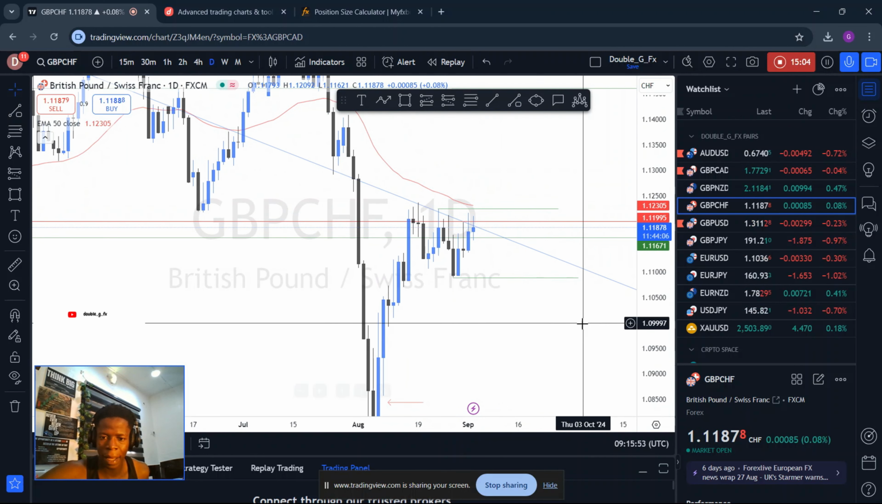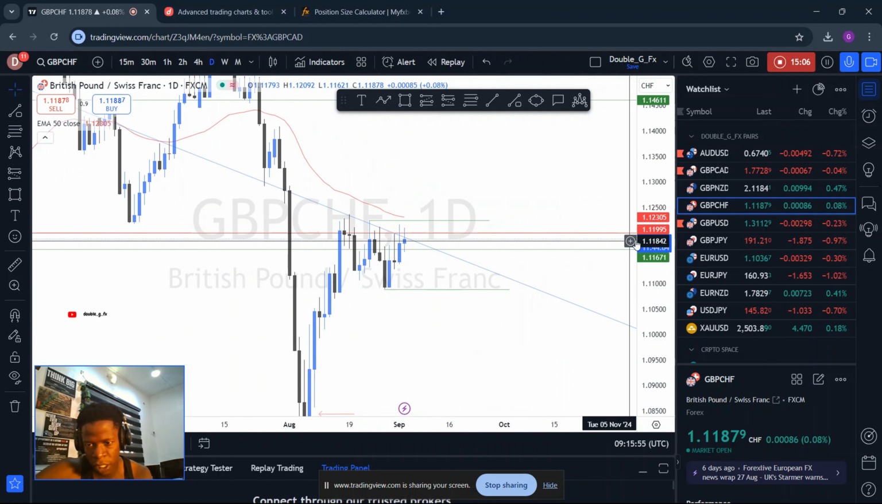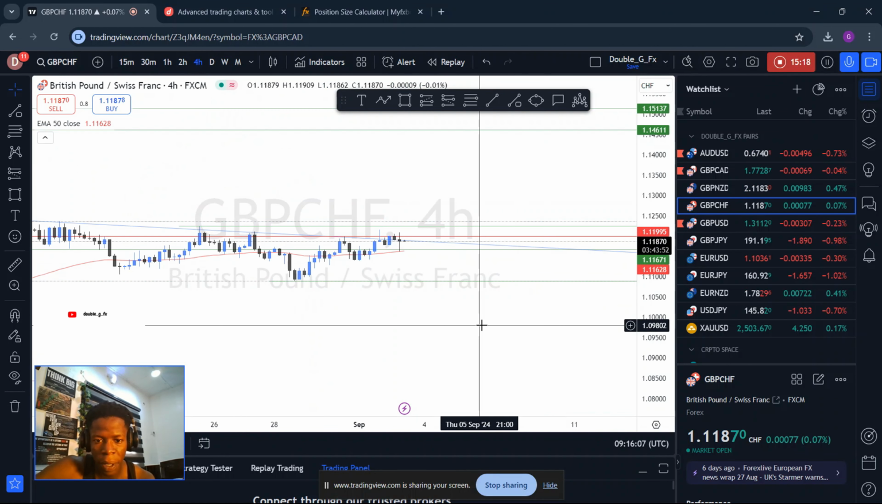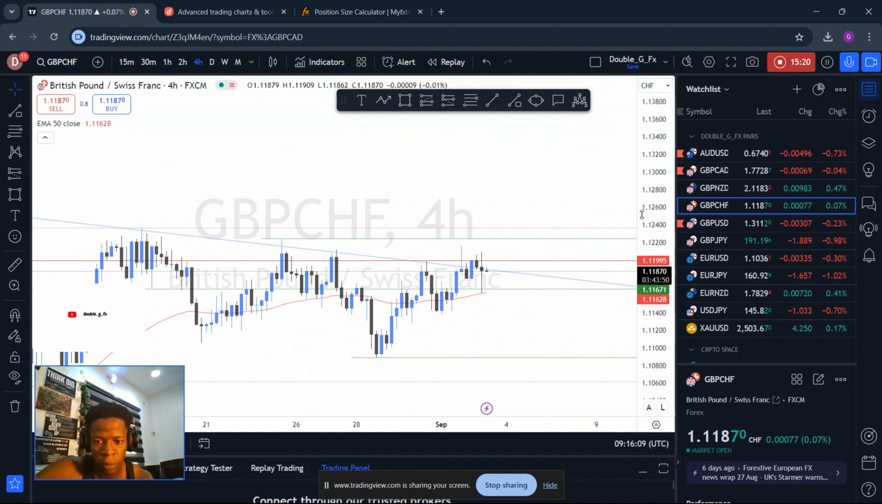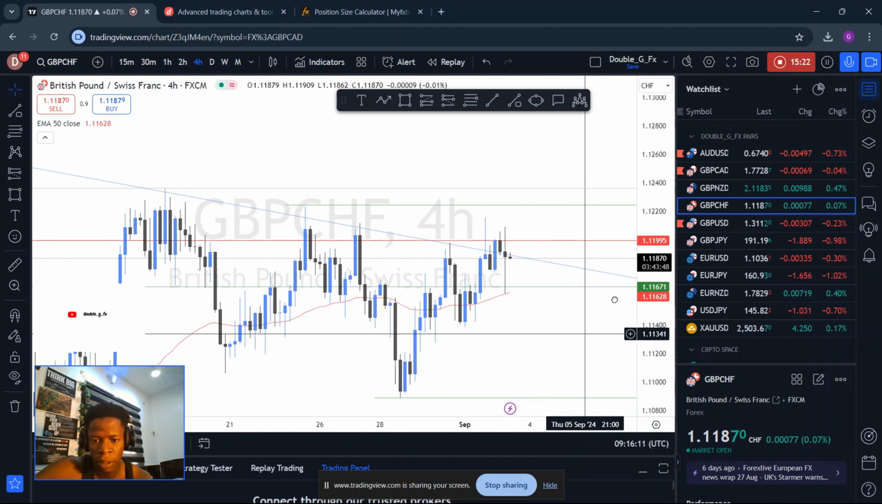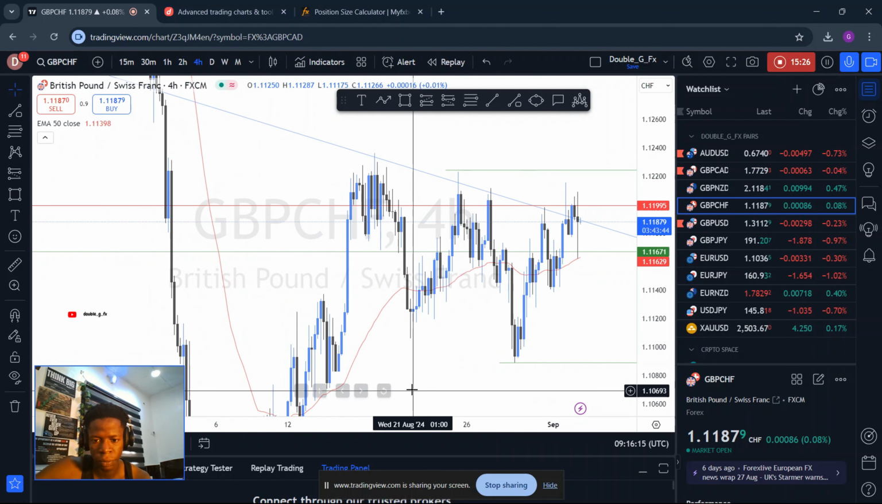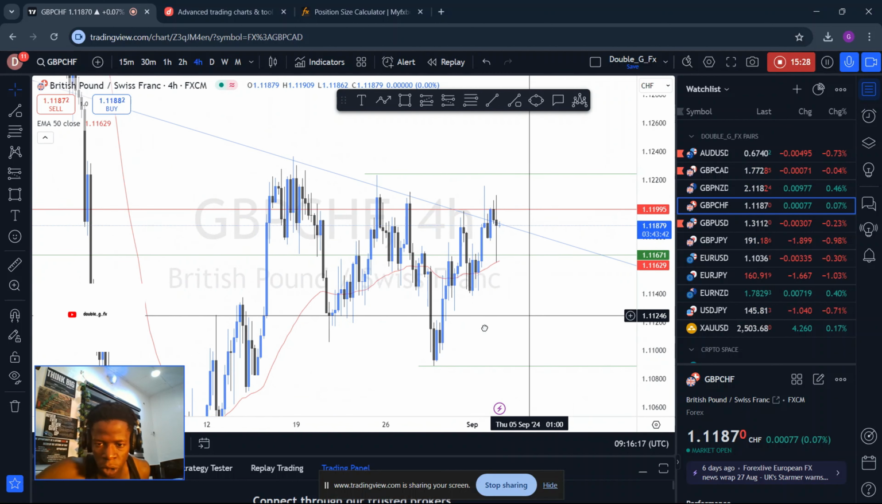But most likely, I've been observing this GBPCHF for a very long time, since last week I guess, and I'm expecting a very strong bearish momentum on this pair. But it's not about my expectation or how I feel. The market can just react the way it wants to. So let's just watch out and see.